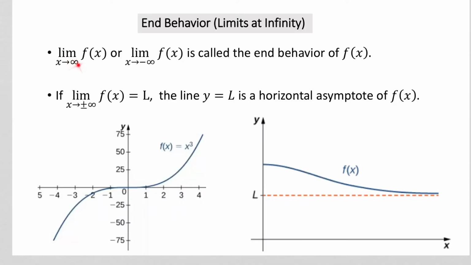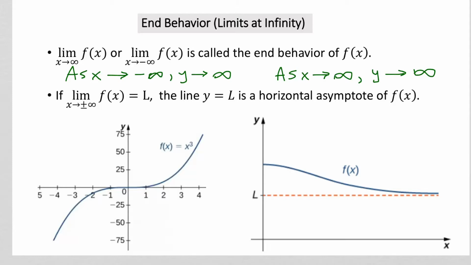The limit as x approaches infinity of f of x, or the limit as x approaches negative infinity of f of x, is called the end behavior of f of x. We basically have two ways of writing end behavior. One is called the limit format, and the other is the format we used when we learned it in Algebra 2 for the SOLs. Let me just show you what that was. So this is the other way we write end behavior. They mean the same thing.